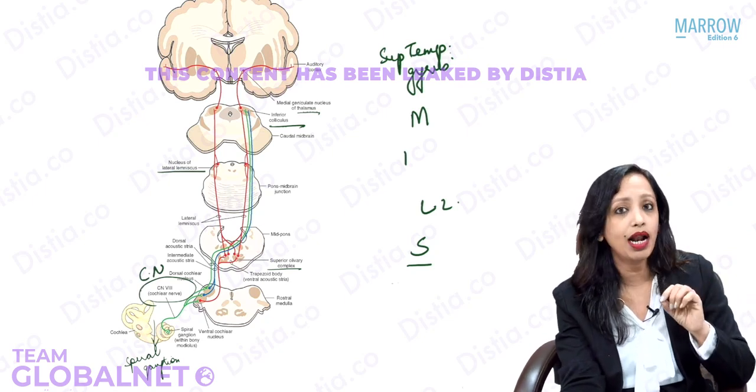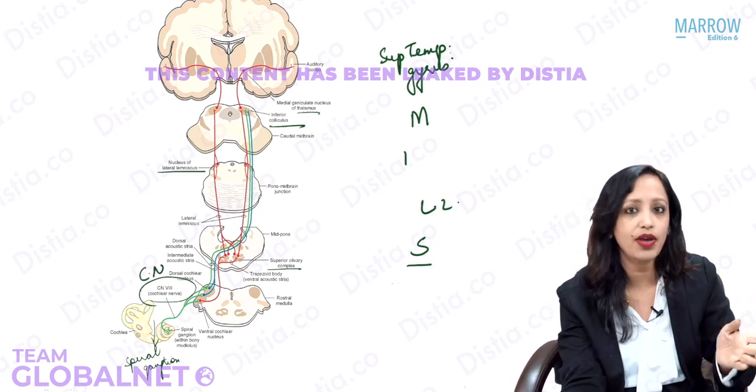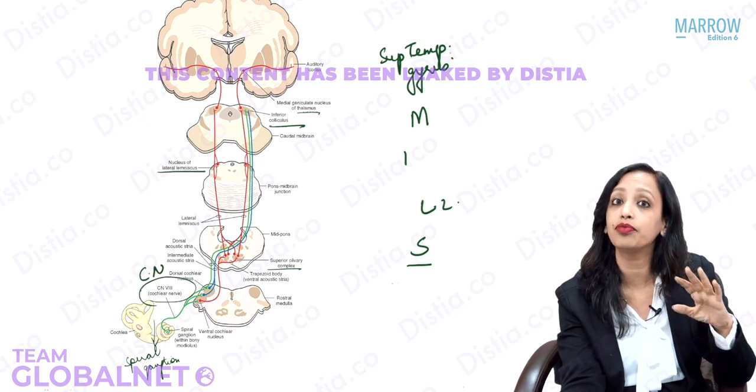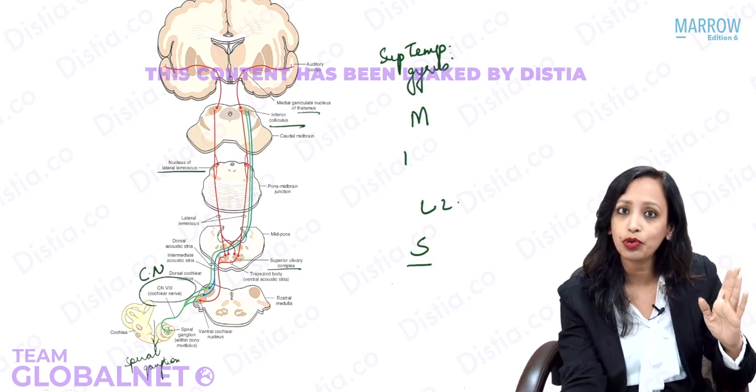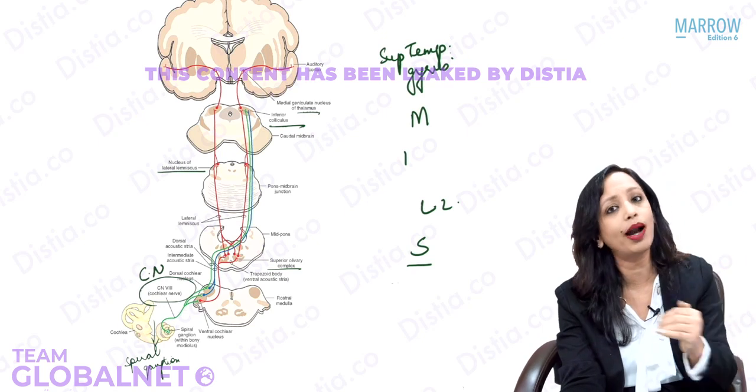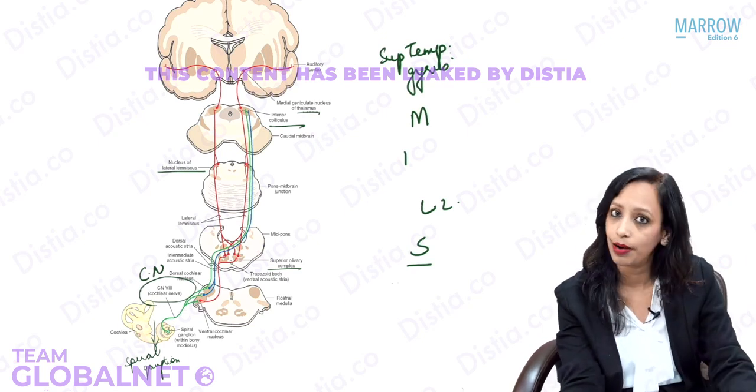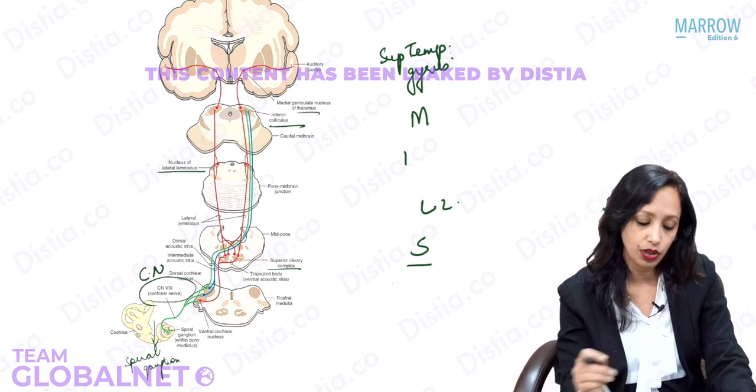And the waves of the BERA are very commonly asked from you: what is wave 1, what is wave 2, what is wave 3. So for knowing that, we have to know, if we remember the sequence, we automatically know what the waves of BERA are. Now here, what are you seeing?